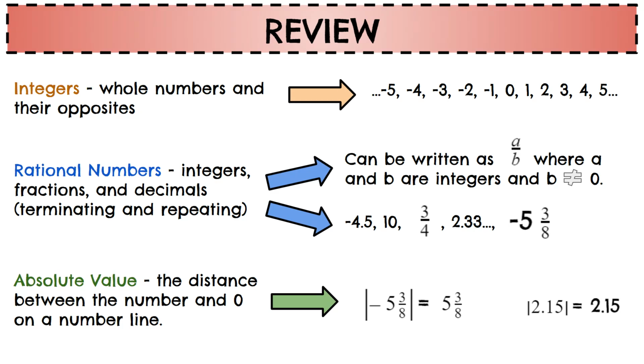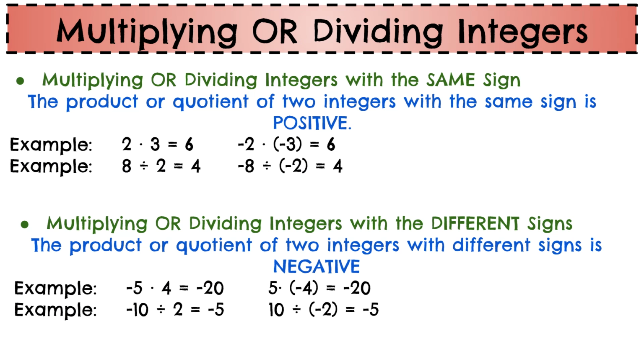Just to review a little bit, integers are whole numbers and their opposites. 0 is not an integer, but it's all other whole numbers on either side of it. Rational numbers include integers, but also fractions and decimals that terminate or repeat. And just a refresher, the absolute value is the distance between the number and 0 on a number line.